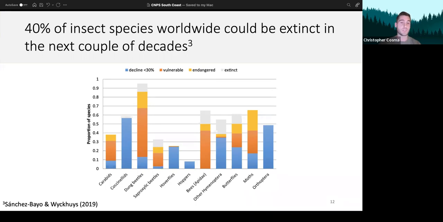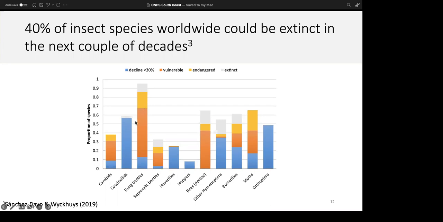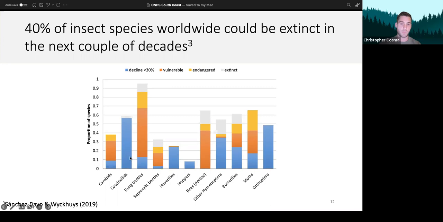And so these are the species that they're classifying as threatened with potential extinction. And we can see that really no group of insects here is safe. Some of them are faring worse than others. We have our dung beetles here, for whatever reason, almost 100% of their species are threatened with extinction.